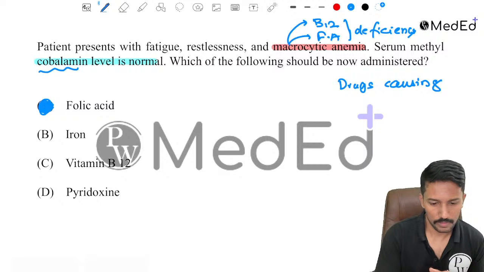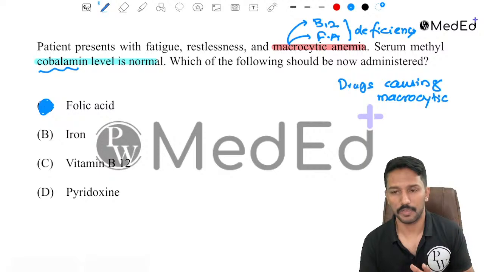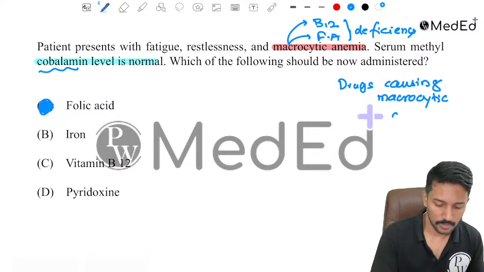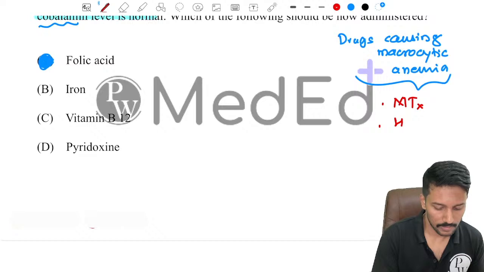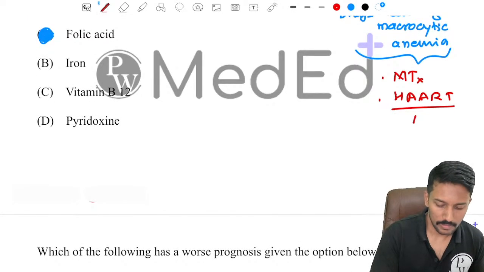Then, yes, there are a lot of anti-epileptics, and your HAART, highly active antiretroviral therapy. Drugs causing macrocytic anemia, yes, methotrexate. Okay. And then highly active antiretroviral therapy. Among them, zidovudine is the most common drug.